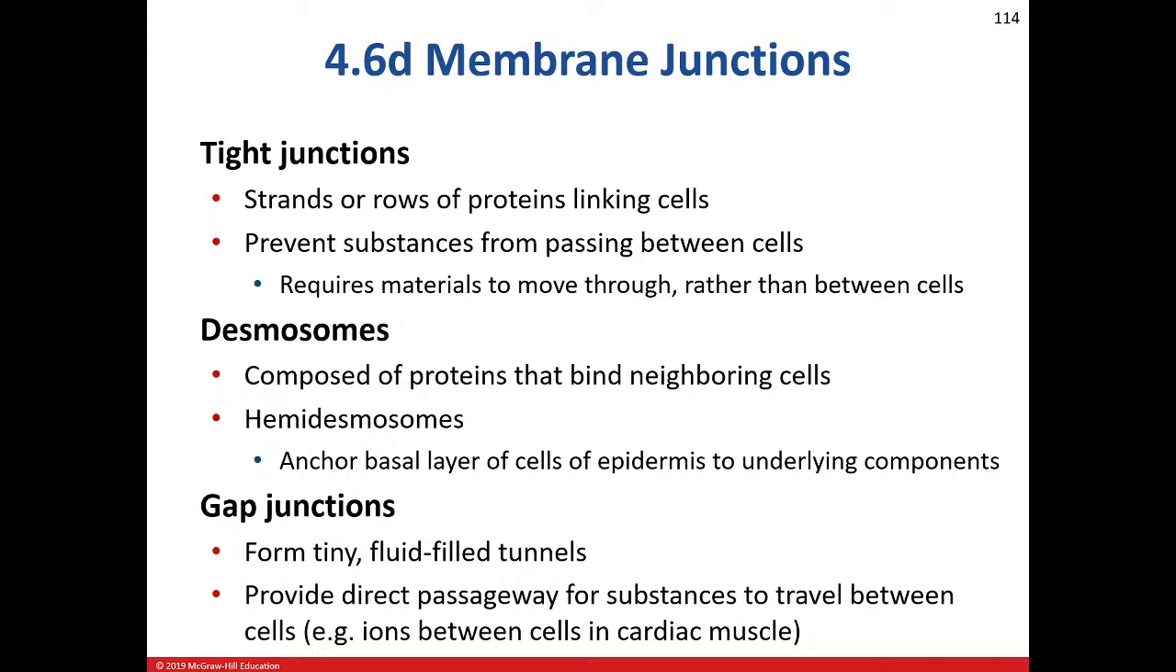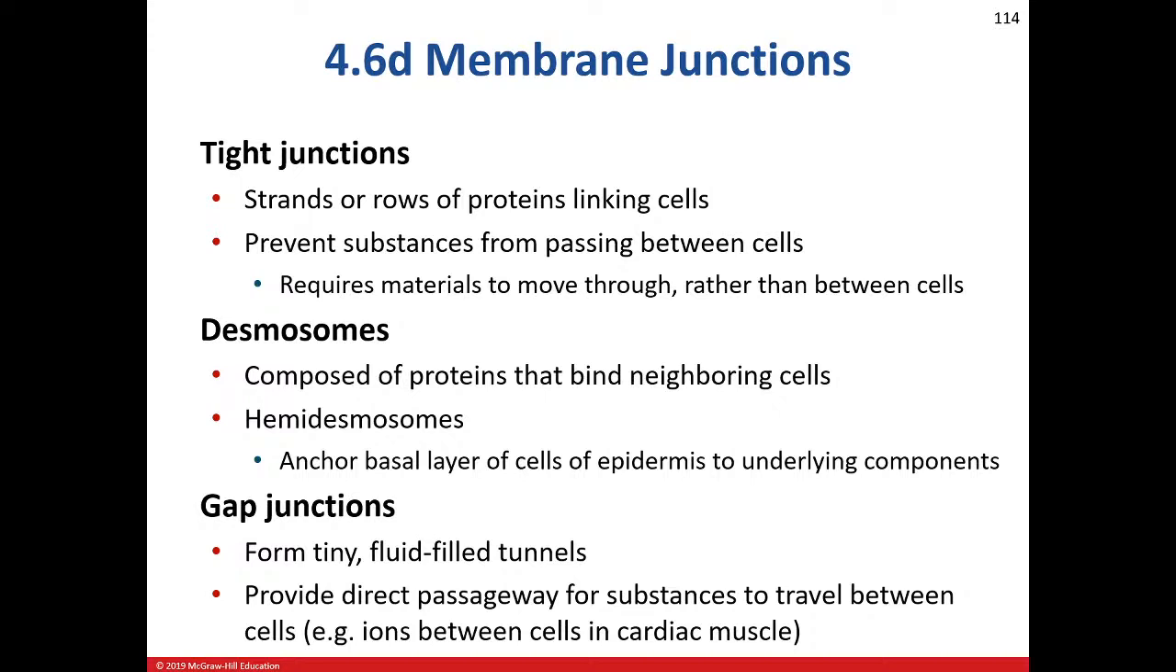All right, so then we have desmosomes, which are composed of proteins that bind neighboring cells. We also have hemidesmosomes, which anchor the basal layer of cells, for instance, of the epidermis to the underlying components. Desmosomes are kind of like rivets. You know what a rivet is? It's a series of proteins that come together to form something that looks like a rivet and holds two cells together. It's maybe a stronger connection than tight junctions, but it's not as impermeable to fluid and substances.